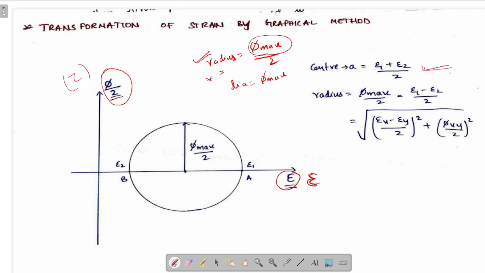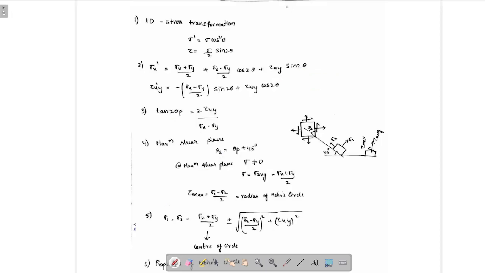Center will be sigma 1 plus sigma 2 by 2. Here it will be epsilon 1 plus epsilon 2 by 2. See, here instead of tau xy whole square, we are writing gamma xy by 2 whole square. Everything will be the same. These are some concepts in principal stress and strain. Basically, this is an easy chapter only. If we remember the sign convention properly, and if we remember these particular 8 to 9 formulas, this chapter is a very easy chapter.